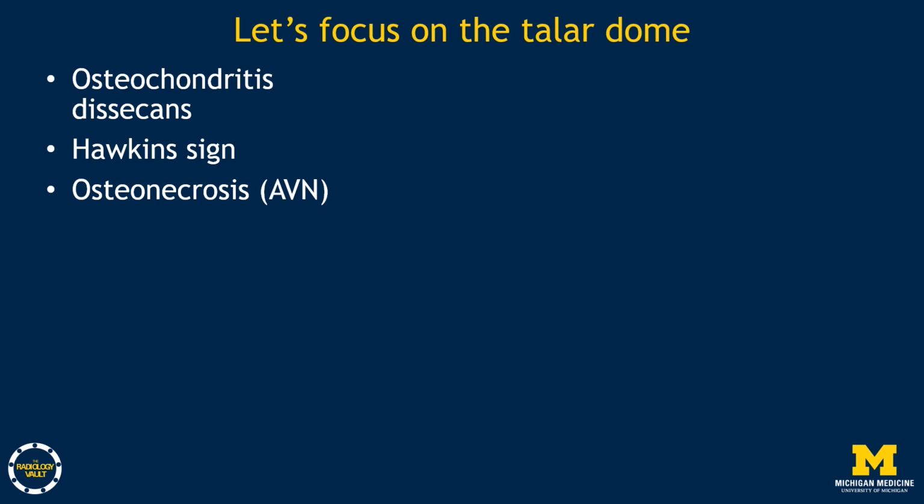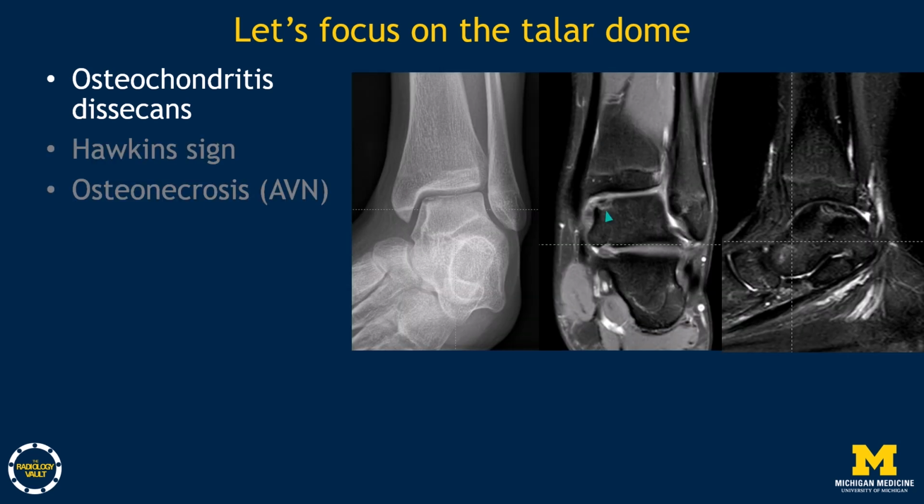Osteochondritis dissecans is an osteochondral fracture of the talar dome convexity occurring incidentally or with minor trauma. It can be bilateral, and some patients may have a genetic predisposition.